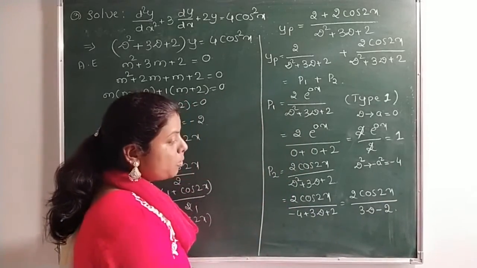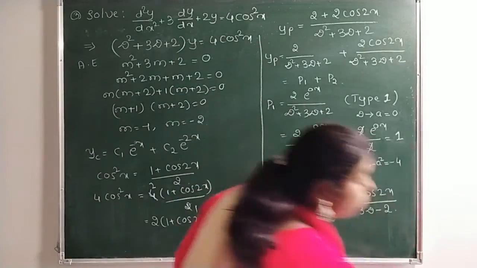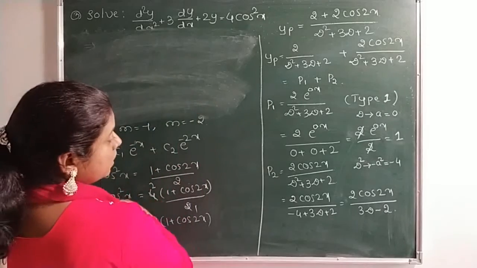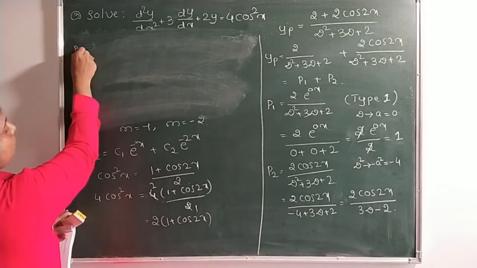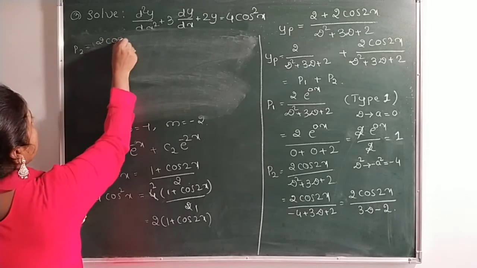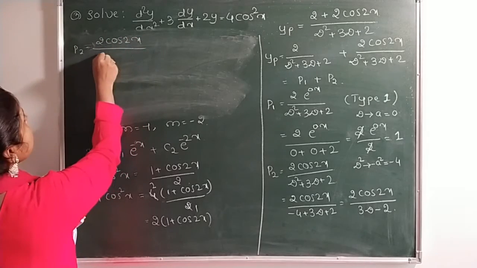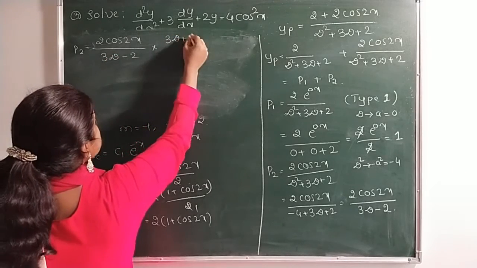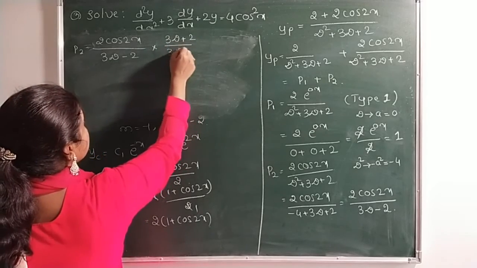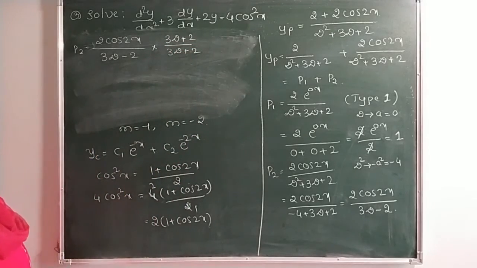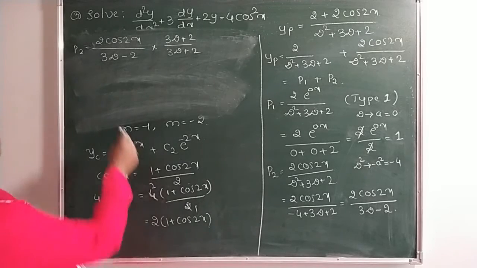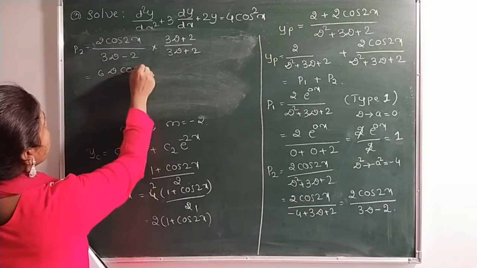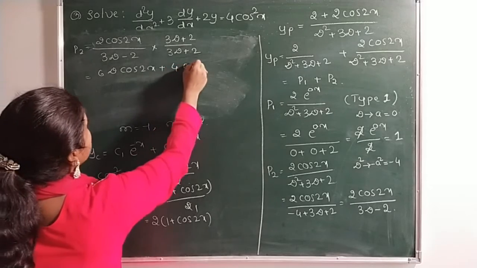Again we got the denominator term as D. In type 2, we want D square. That's why take again the conjugate term. 2 cos 2x divided by 3D minus 2. Conjugate term of this denominator is 3D plus 2. Only the middle sign you have to change. Now multiply with this: 6D cos 2x plus 4 cos 2x.